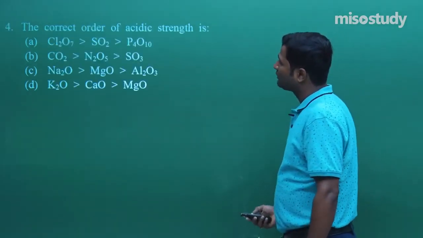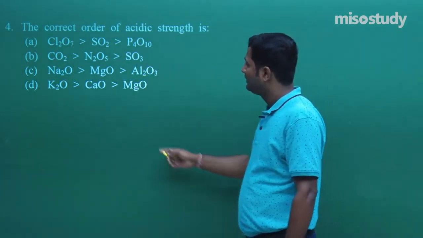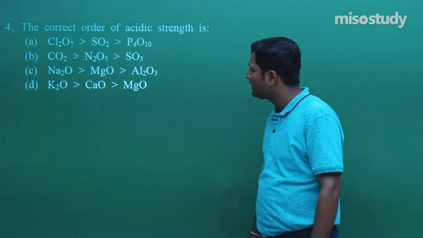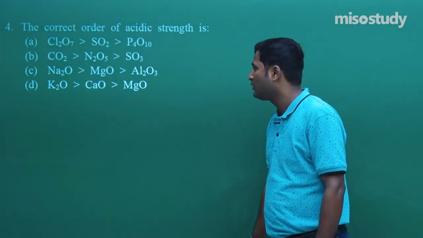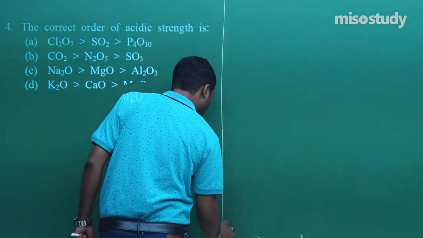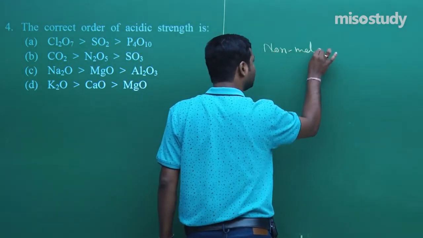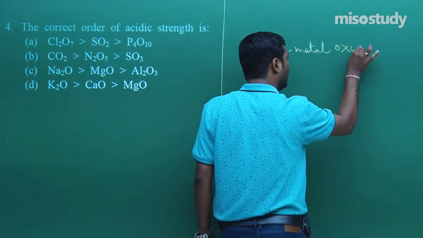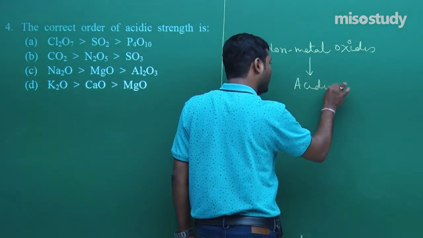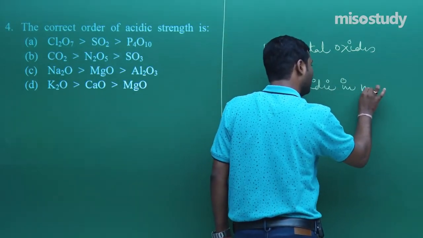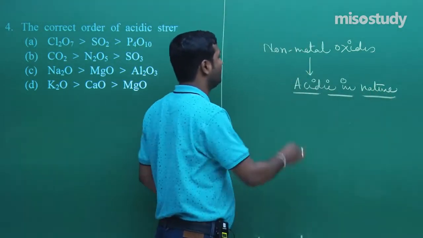Now, let's move to question number 4. The correct order of acidic strength. These all are Cl2O7, SO2, CO2, N2O5, SO3, Na2O, MgO and Al2O3, K2O, CaO. As we all know, listen carefully to what I am telling. Non-metal oxides are acidic in nature. That we know, non-metal oxides are acidic in nature.